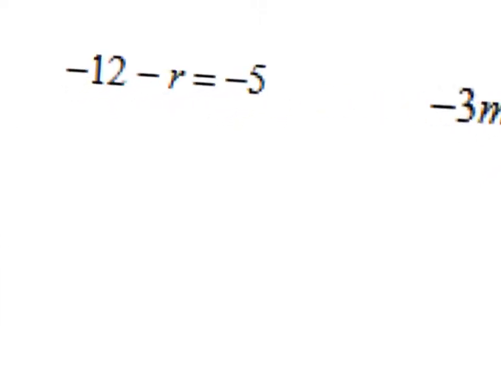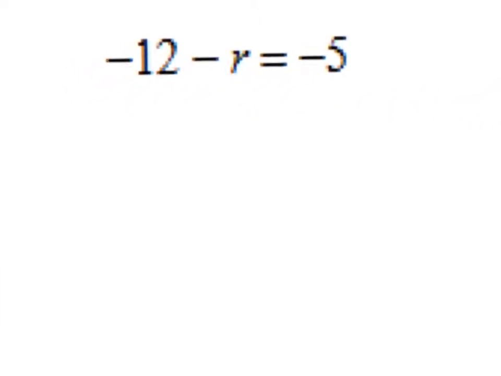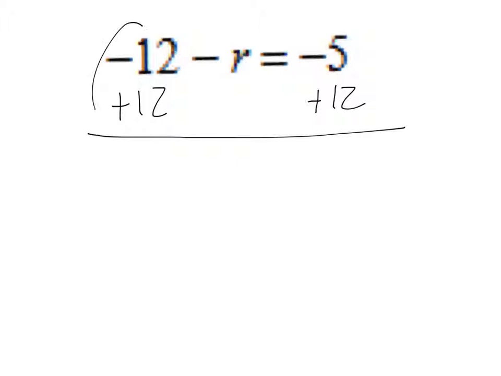Alright, moving on to our next example. This one is actually a two-step problem. So we snuck a two-step problem in here, even though the rest of them are all one step. So first we'll go ahead and add 12 to both sides. And this is going to be 0.